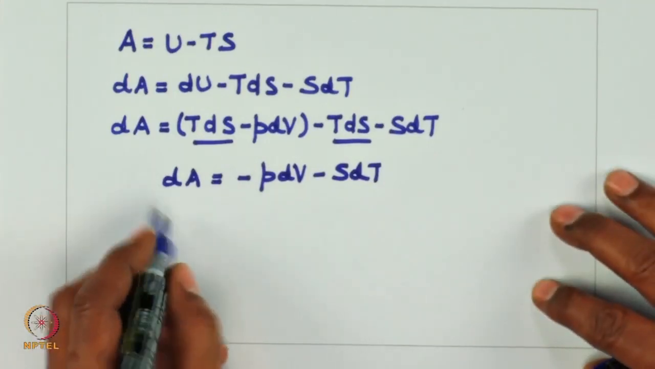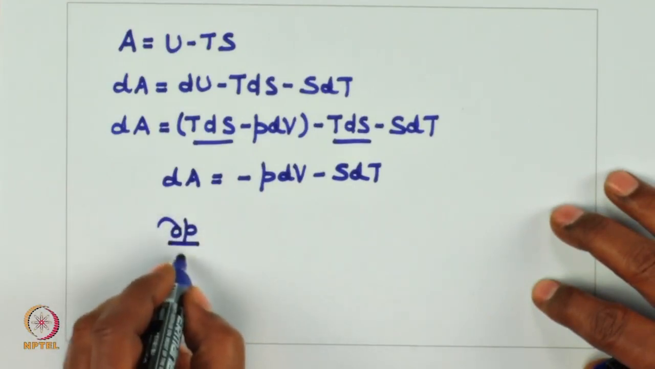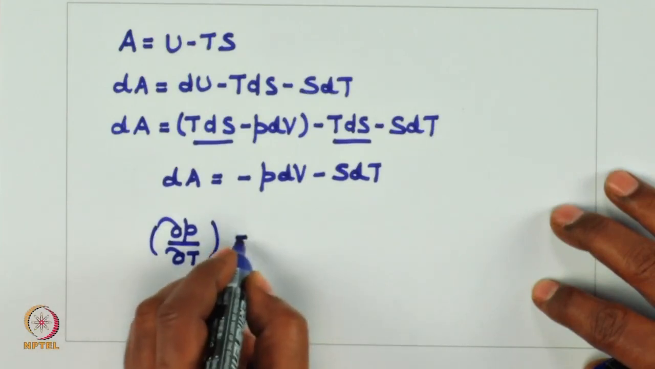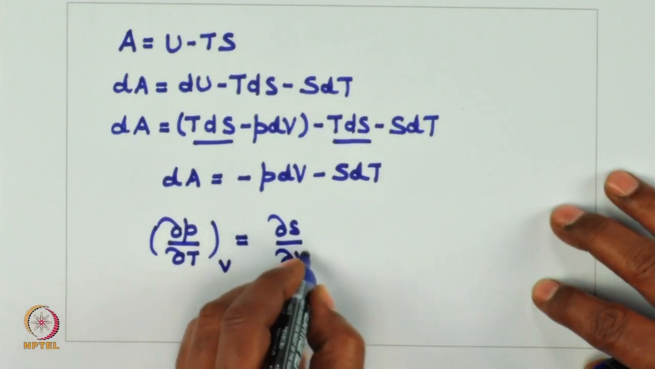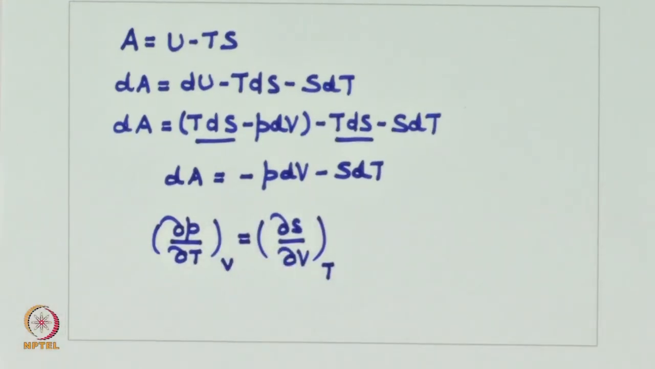Now this leads me to write the expression ∂P/∂T at constant volume is equal to ∂S/∂V at constant temperature. So this is the fourth Maxwell relation.